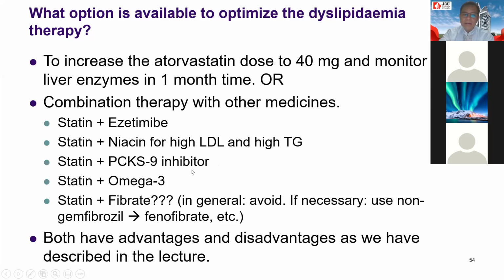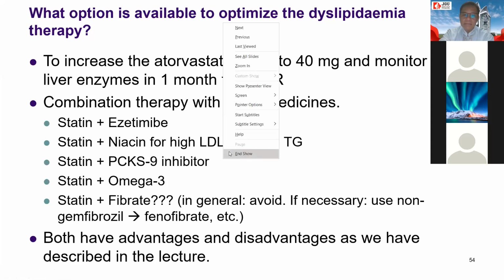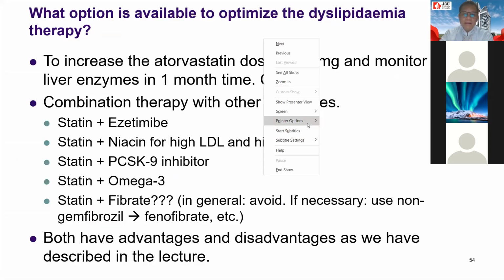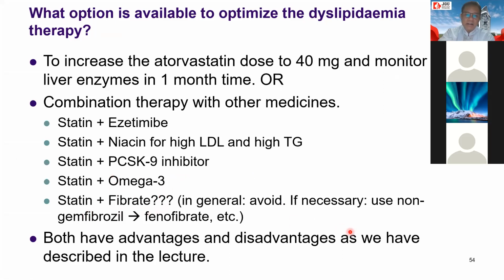Or statin with omega 3, but omega 3 is very weak. Statin with fibrate, in general we avoid unless necessary. If we need to use statin with fibrate, it is better to choose fenofibrate and avoid gemfibrozil. Both have advantages and disadvantages as we have described in the lecture.